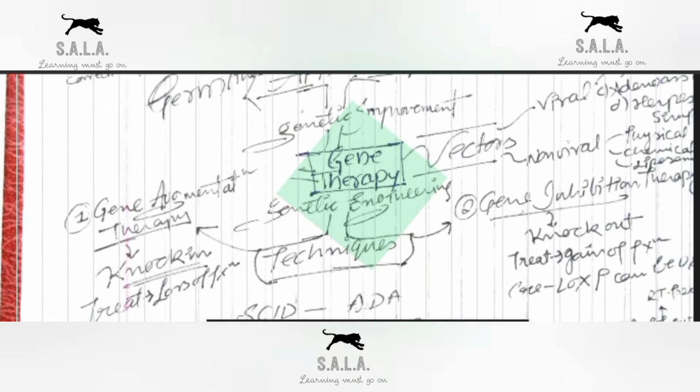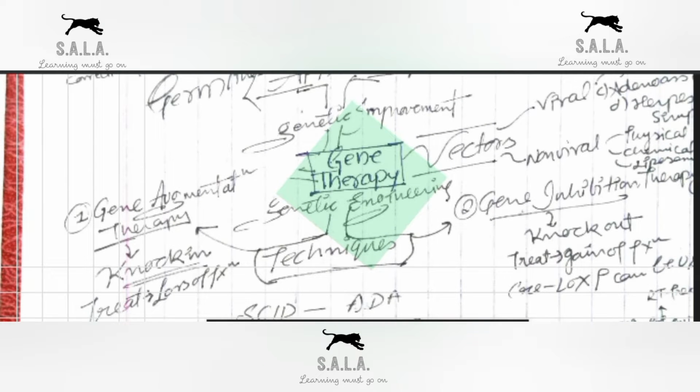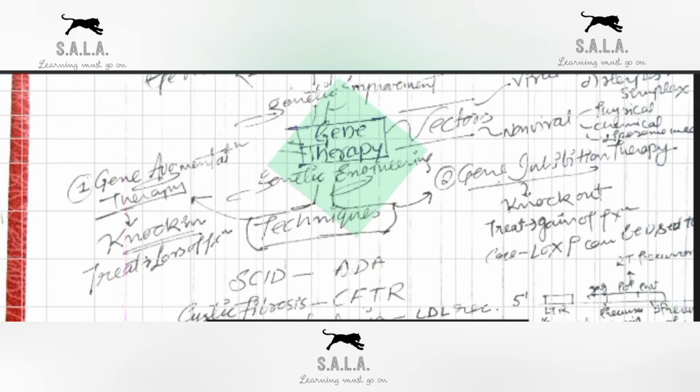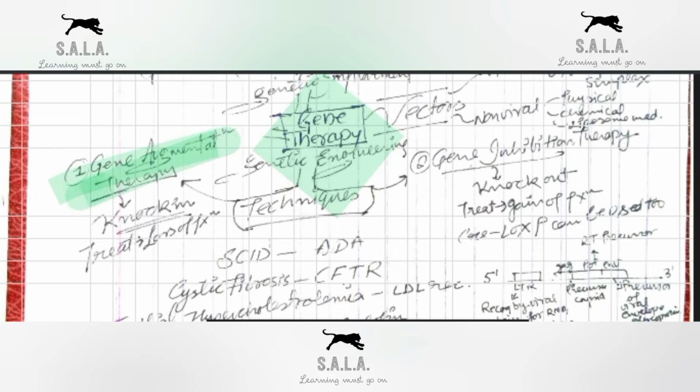So basically you have to have the idea that there are two basic types of gene therapy or genetic engineering: gene augmentation therapy or gene inhibition therapy. As the name suggests, in gene augmentation you are knocking in some external influence that leads to treatment of the disease by making it non-functional. So you're using the knock-in mechanism in gene augmentation therapy.